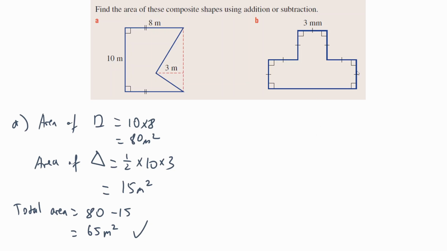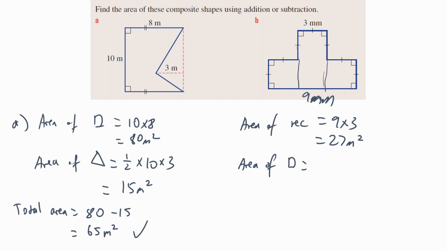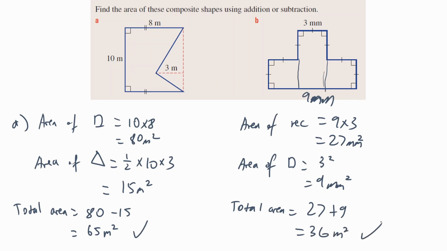And the next one, we have a big rectangle at the bottom and a square here, and all these sides are 3 millimeters. So you can split that up into 3 squares, so we can say this total length is 9 millimeters. We can find the area of the rectangle, I'll say area of rectangle equals 9 times 3, that gives me 27 millimeters squared, and the area of the square would be 3 times 3, or 3 squared, that gives me 9 millimeters squared. And the total area is going to be 27 plus 9, and that gives you a value of 36 millimeters squared. Give yourself a tick if you got that one correct as well.